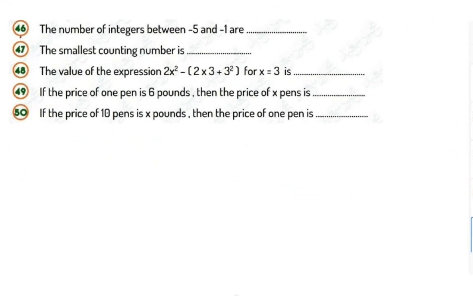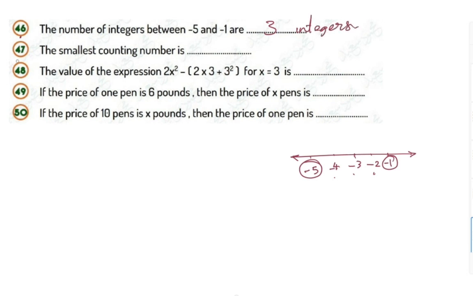Complete question. Point 46. The number of integers between -5 and -1 is what? He asked us about the number of integers, not which integers. So if you draw your number line, and you have -1, -2, -3, -4, and so on, the number of integers in between -5 and -1 is 1, 2, 3. So we have 3 integers.